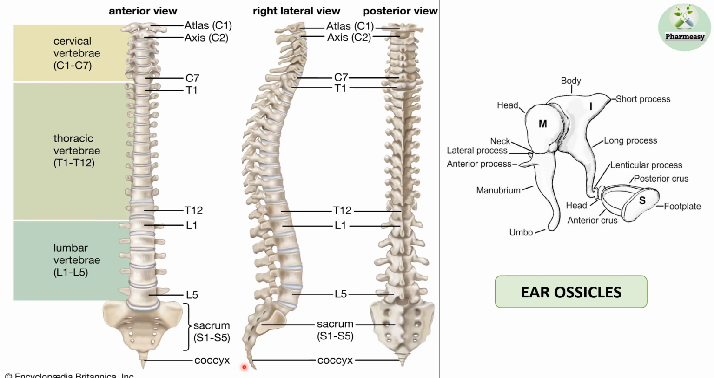And these are the 3 bones of ear that are present after the ear drum. It is malleus, incus, and stapes.